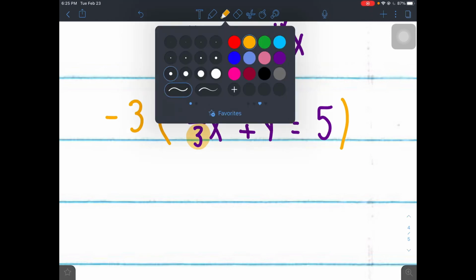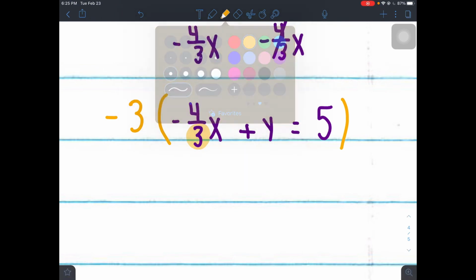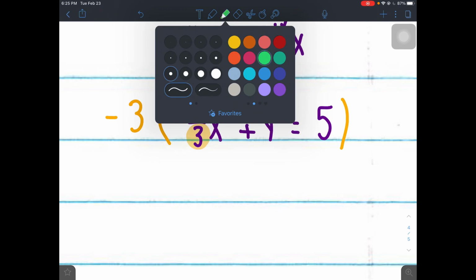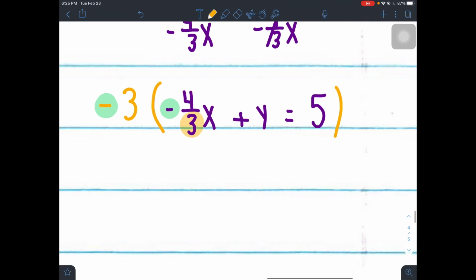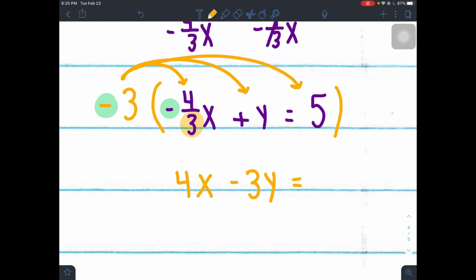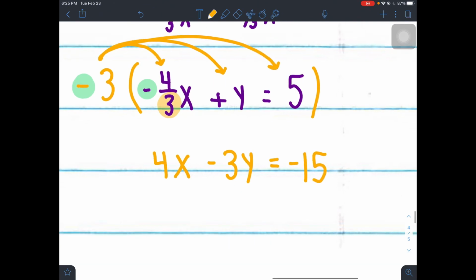So I'll go ahead and highlight that so we can see that. Trying to figure out what color to highlight in because I've already used so many of them. We'll do this one. The negative gets rid of that negative sign, and then that 3 is because we want to get rid of the fraction. So negative 3 times negative 4/3 x is going to give me positive 4x. Negative 3 times y is going to be negative 3y. Negative 3 times 5 is going to be negative 15.